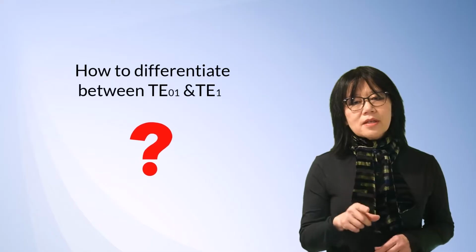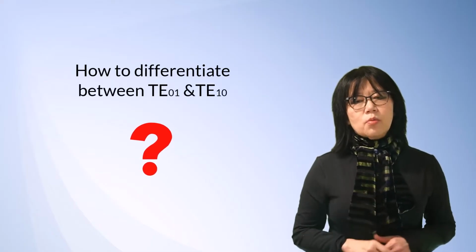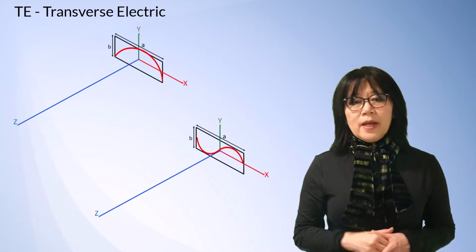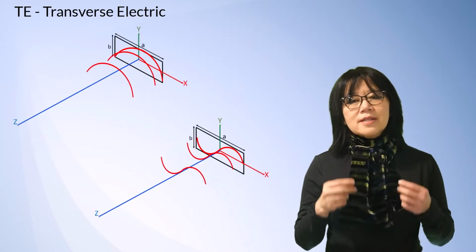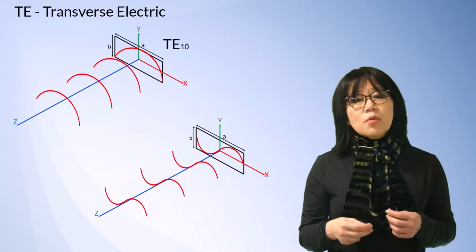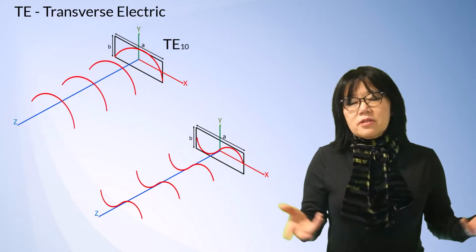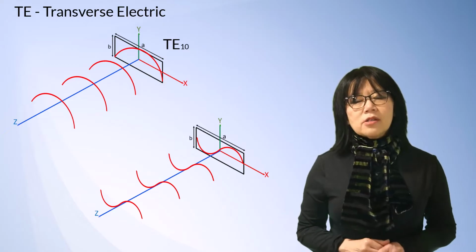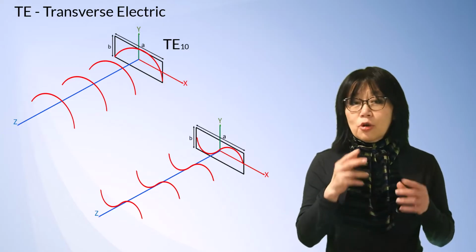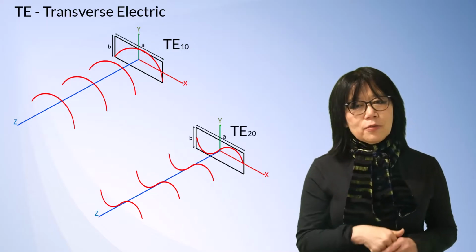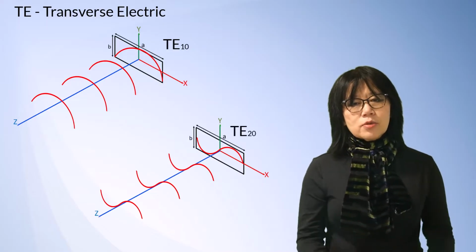But how do you know what the difference between TE01 or TE10 is? The TE stands for the transverse electric mode. The wave is propagating along the Z axis, so the TE10 states there's one mode in the X direction, and the 0 says there's no wave in the Y direction. Each lobe defines half a wavelength. And if there are two main lobes in the X direction, it's now TE20.